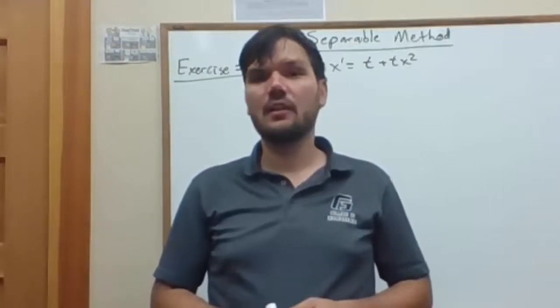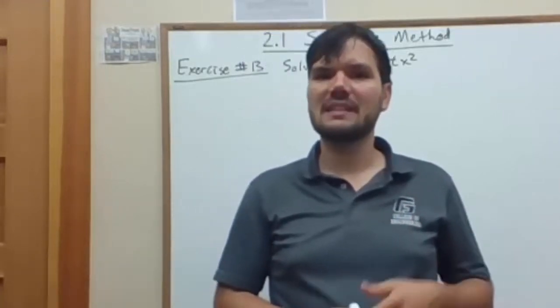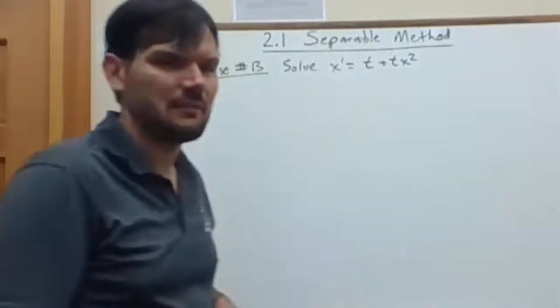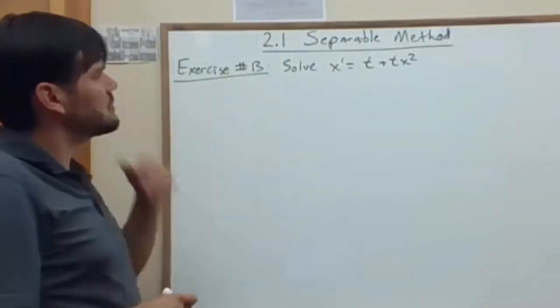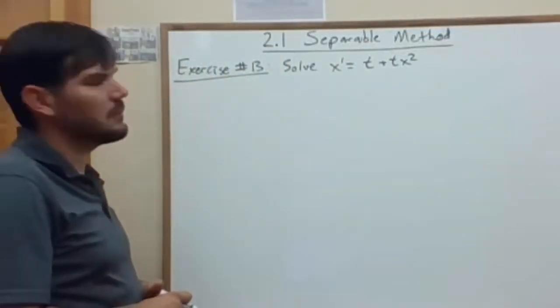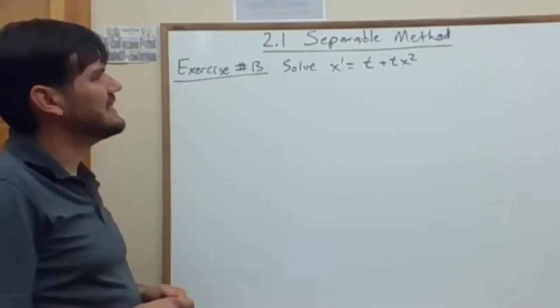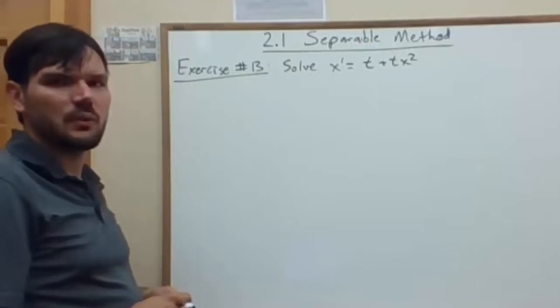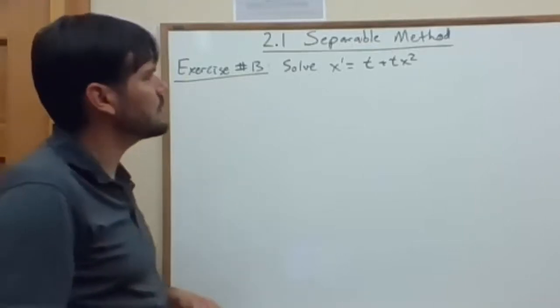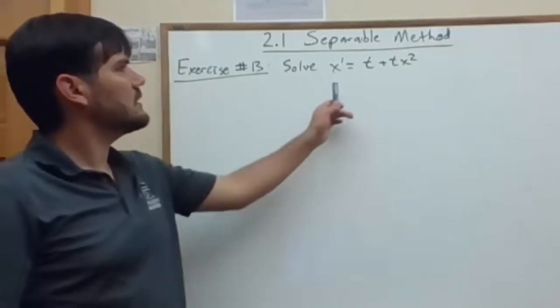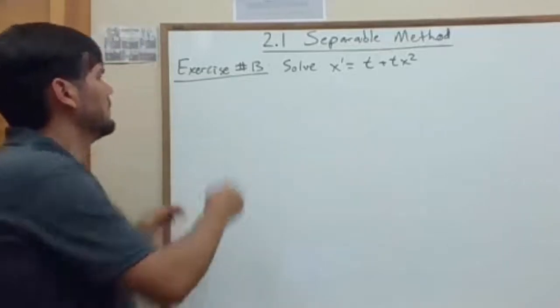Welcome back. We'll try another example from section 2.1, the separable method. In this case, we'll look at exercise number 13. We're going to solve x prime equals t plus tx squared. So, first off, we check that it's in the slope form.